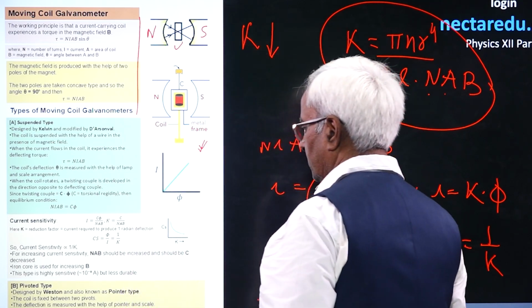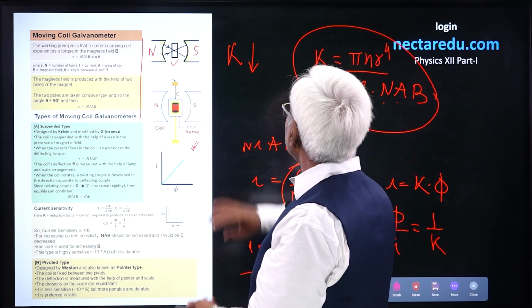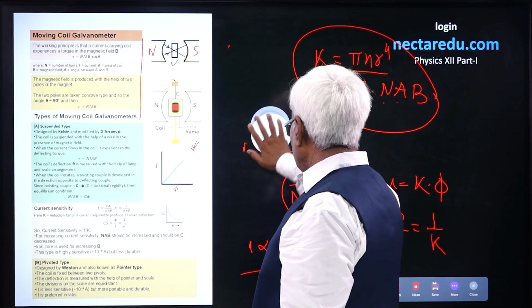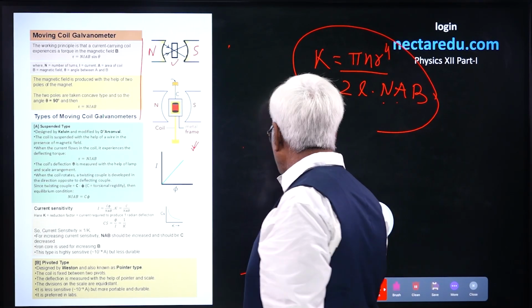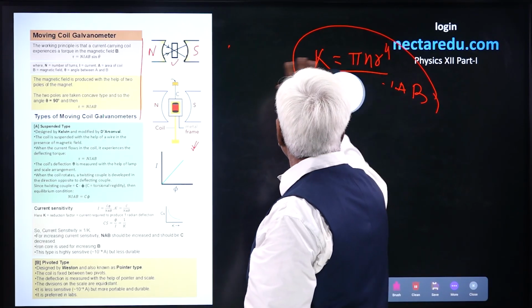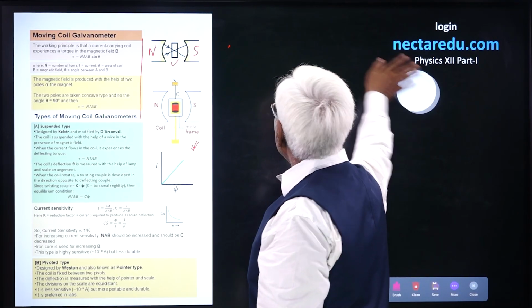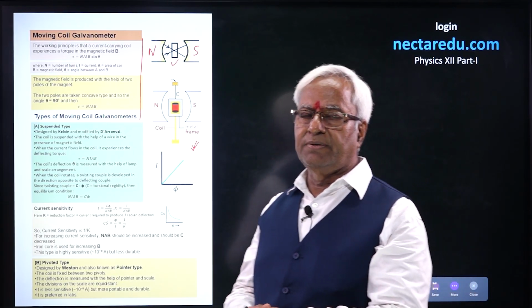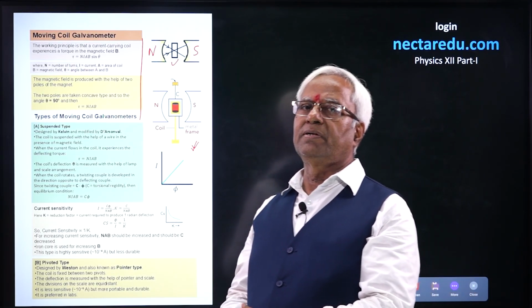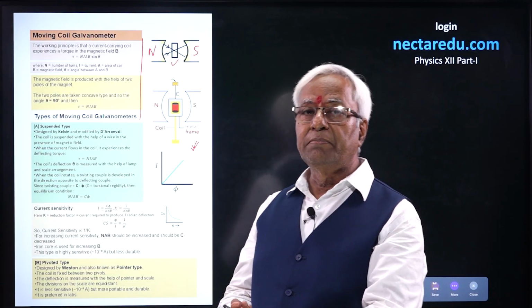And this suspension type galvanometer is prone to damages because of being a long and thin wire. It is most likely to be broken very easily. So, it's not portable, but at the same time, it's very, very sensitive and can measure the current even up to 10 to the power minus 9 ampere.